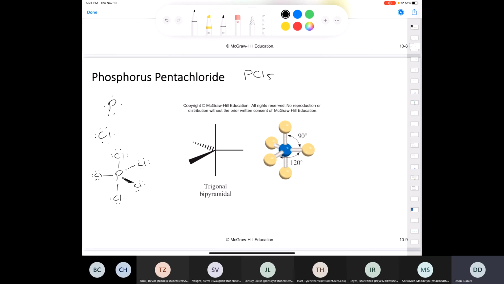Okay, so that's trigonal bipyramidal. We have all the bond angles here. Oh, we're missing this one here. This is 180 degrees. Give me a thumbs up if you follow me on the trigonal bipyramid, or let me know if you have a question about the trigonal bipyramid. All right. Yeah, just looking at shapes, right?